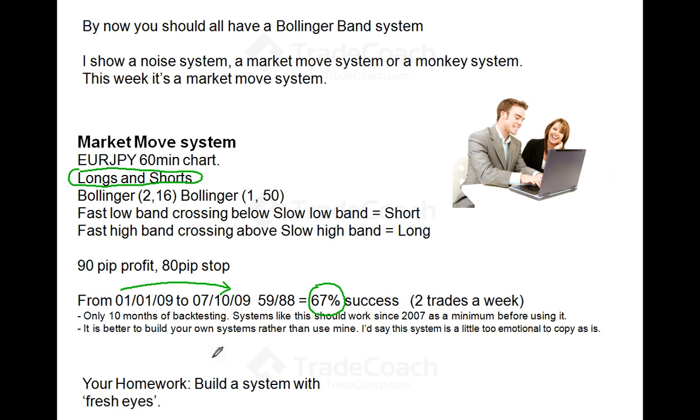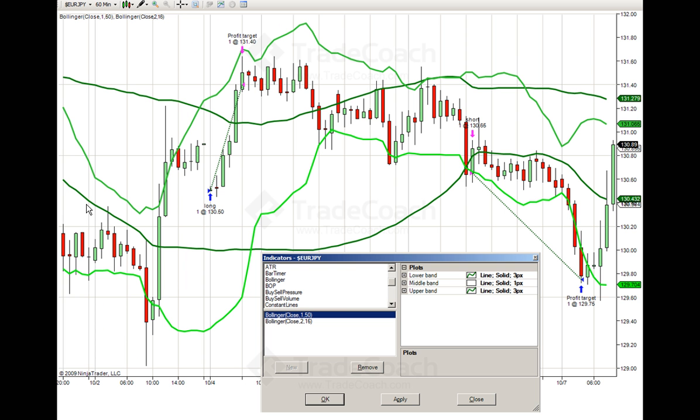Now your homework, by the way, is to build a system with fresh eyes. I'll come back to that. Please remind me if I forget. Alright, let's see how this thing has performed. Well, I'll just discuss a few examples.